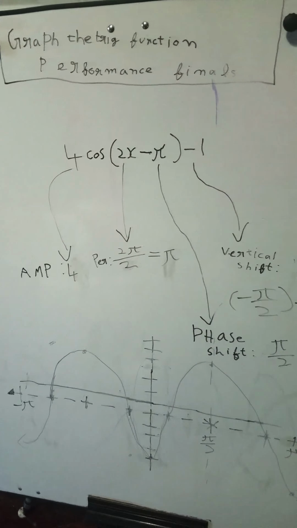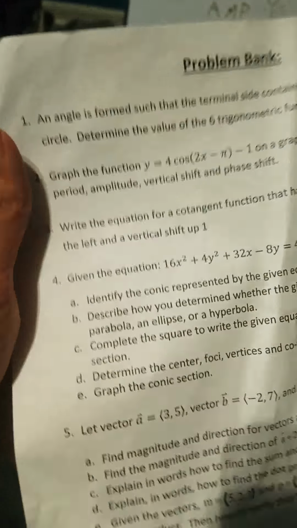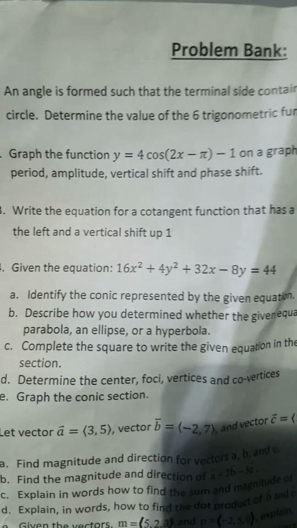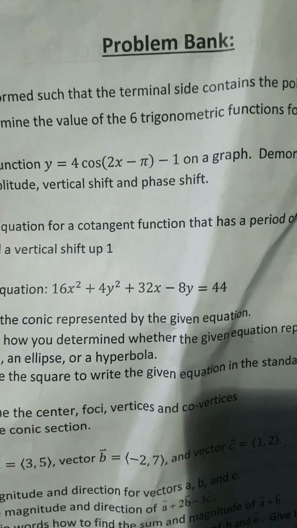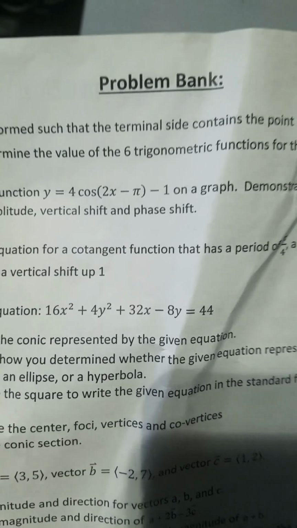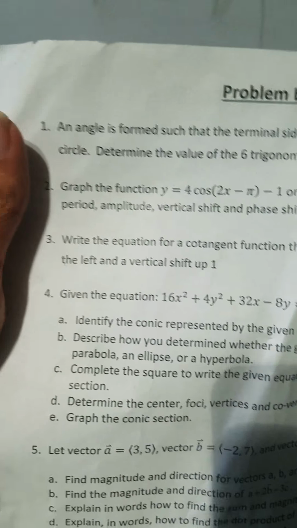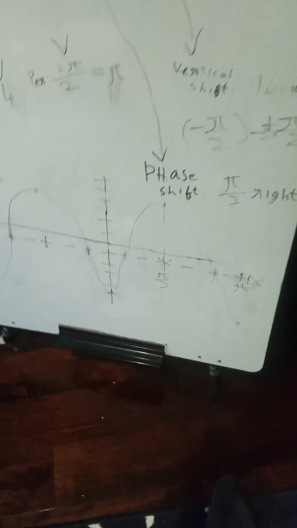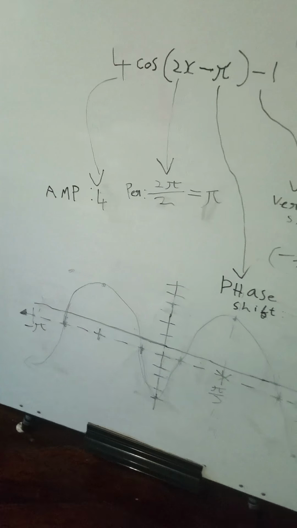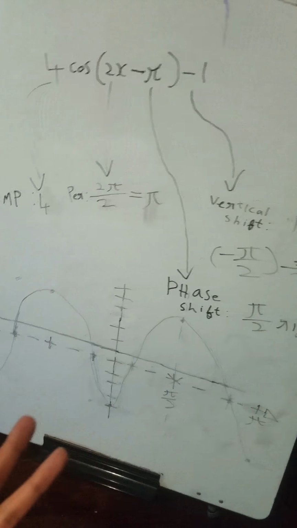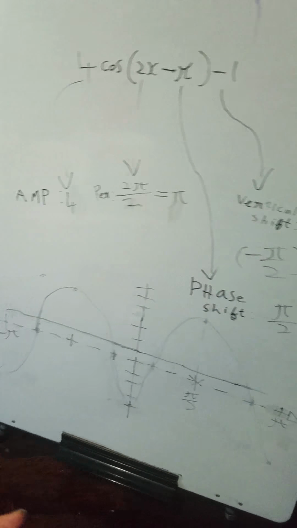I need to use this function, which is part of number 2 from my problem bank given by my teacher. So y equals 4 cosine, then in brackets 2x minus pi, and then minus 1, which is out of the brackets. I need to use this and find the period, amplitude, vertical shift, and phase shift, and then graph the function. It's pretty easy. You basically first start with dividing this function into 4 pieces.